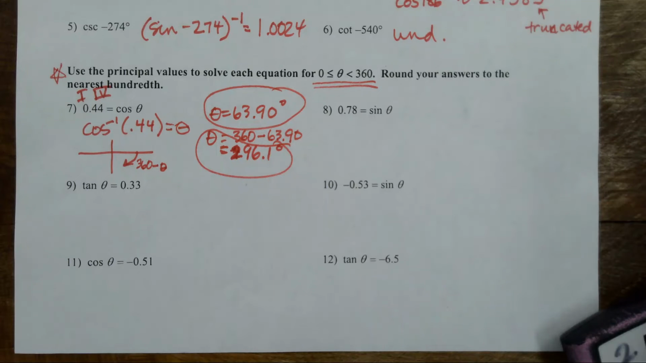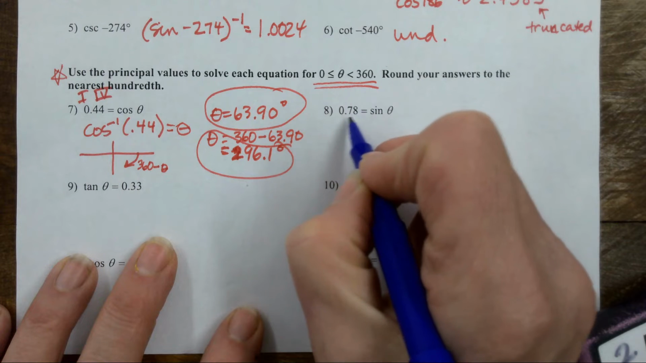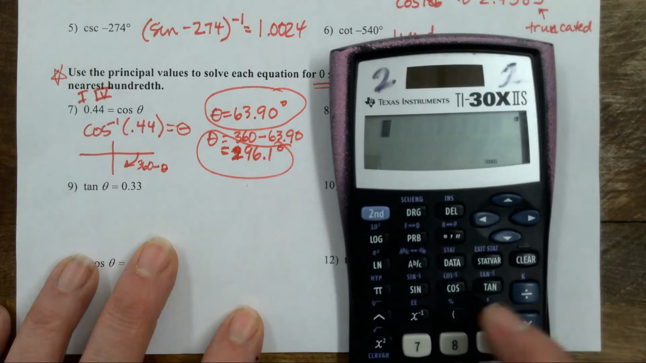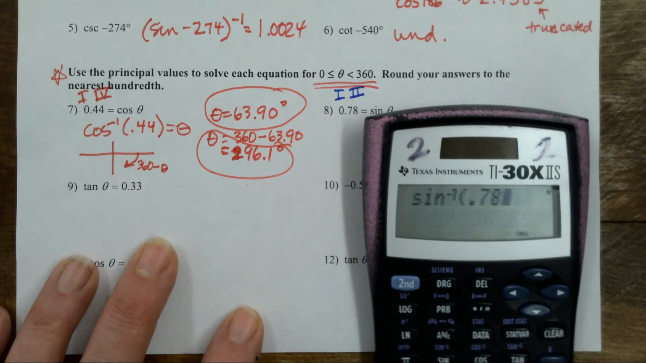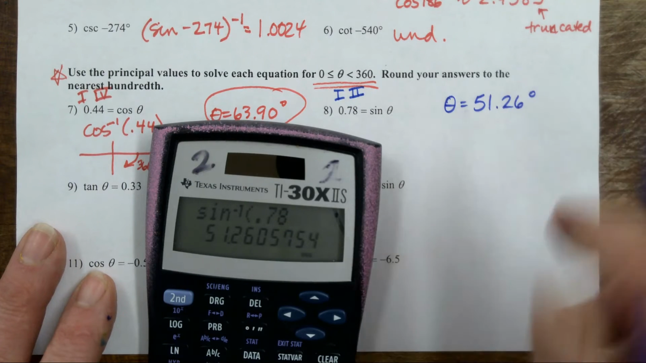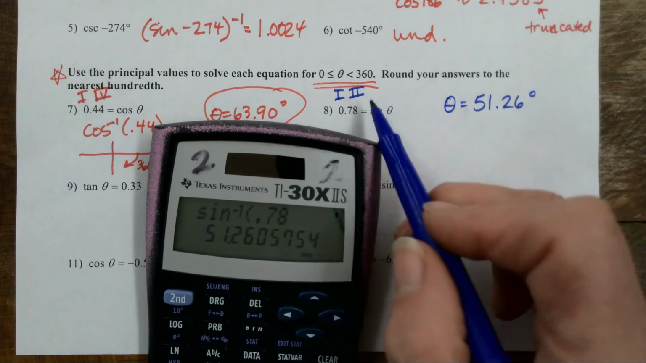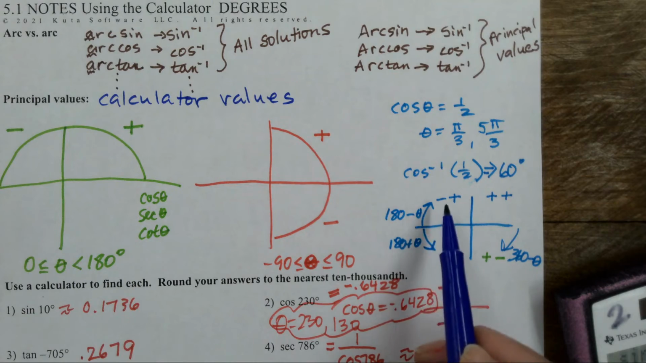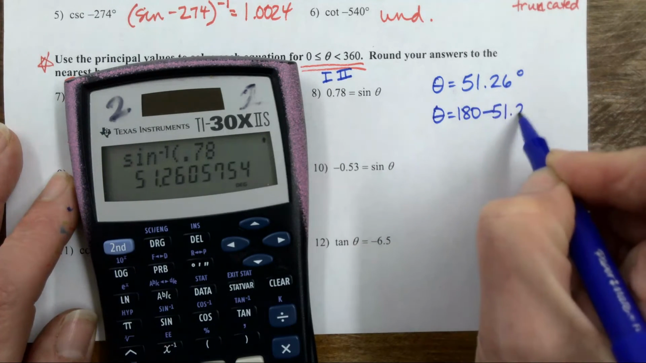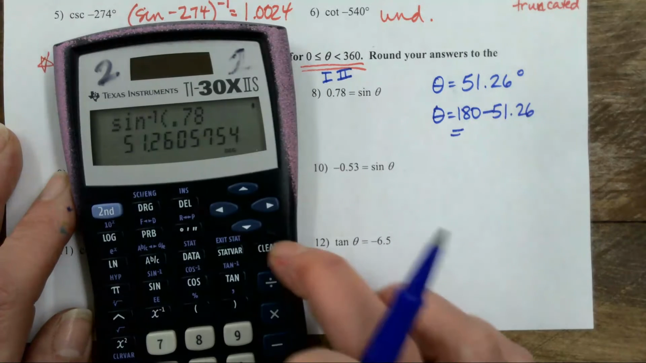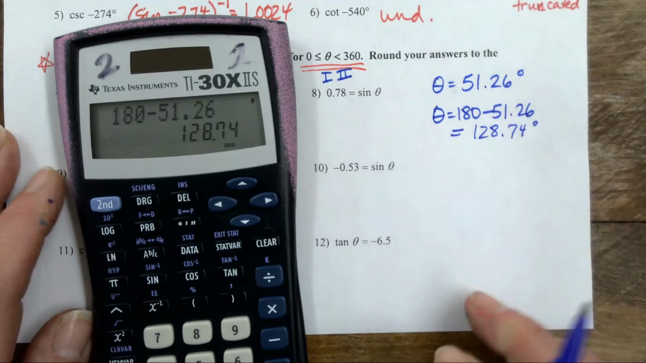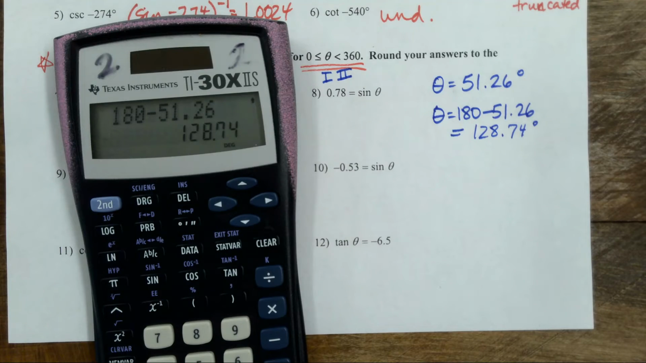When is the sine positive? First and second. Great. So I'm going to use my calculator to get my first answer. Second sine gives me the sine inverse of 0.78. I get 51.26 degrees. So theta is 51.26 degrees. That's my first quadrant answer. To get into the second quadrant, I go up to this picture again. I do 180 minus theta. And I will get 128.74.